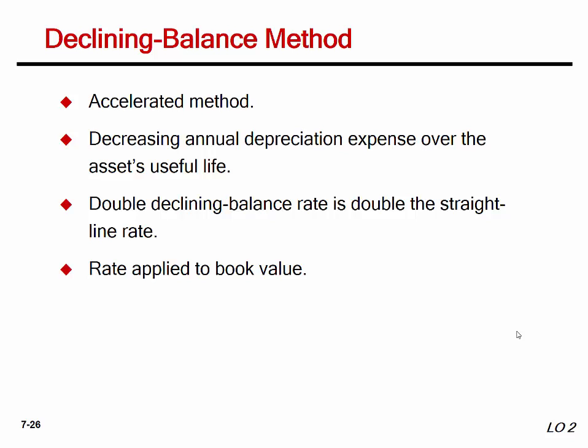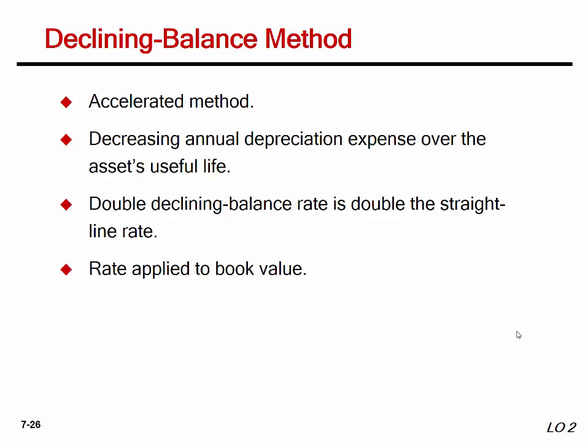What if your asset was a 4-year asset? What would you guys do for the double declining balance rate? First, you calculate the straight line rate. 1 year out of 4 years would be 25% straight line rate. If you double that, you have 50% for the double declining balance rate.